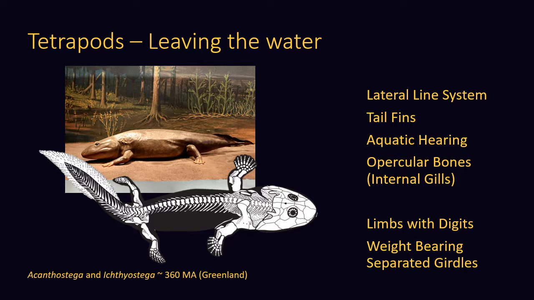Now, once we're on land, some things need to be changed. So when you're in the water, you have these lateral line systems that let you detect movement near you. That's why fish can swim away so quickly without seeing you, as they feel the movement of the water. They have tail fins. They're adapted for hearing in the water. They have internal gills. When you go on land, though, you need limbs with digits, weight-bearing separated girdles, and we can see all these changes happening in these animals such as Acanthostega and Ichthyostega, getting very, very well adapted to moving on land, and hearing on land, and eating on land, and doing everything on land.